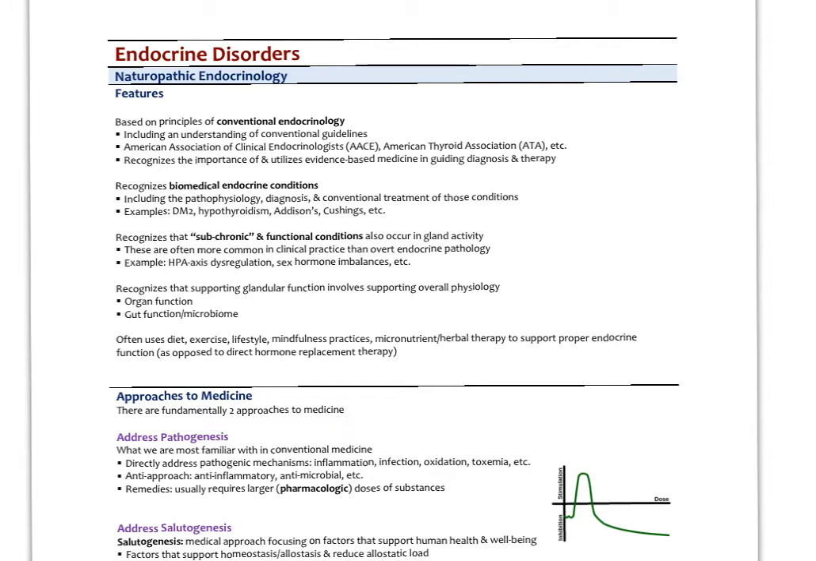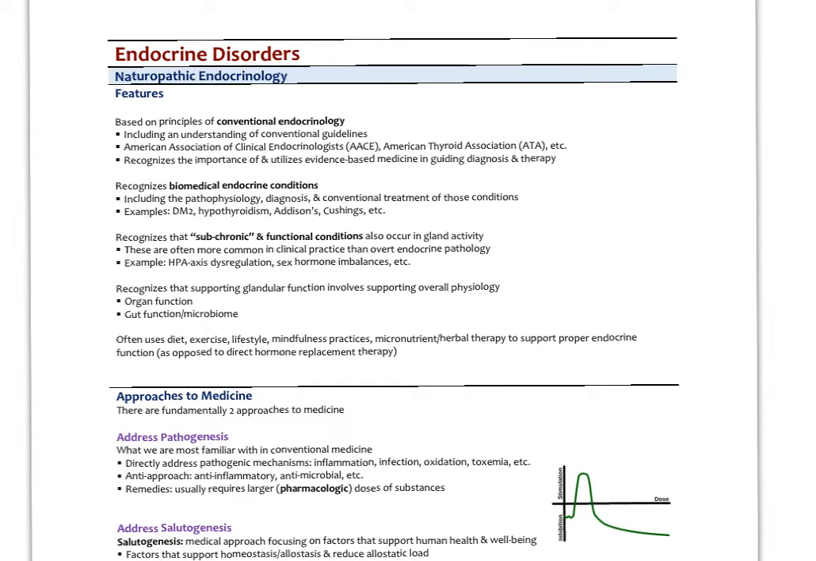Versus Cushing's disease or Cushing's syndrome refers to any condition that causes increased cortisol. Cushing's disease is one of them, usually from a pituitary tumor that oversecretes ACTH. But Cushing's disease would be the opposite of Addison's. So those are sort of conventional endocrine conditions.